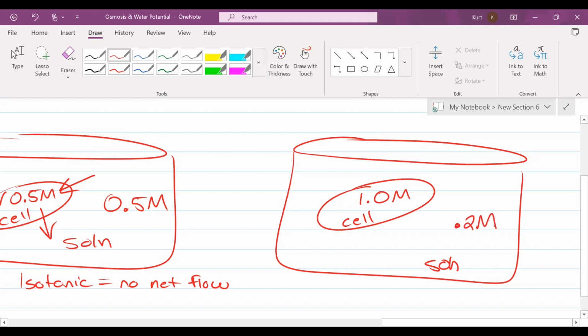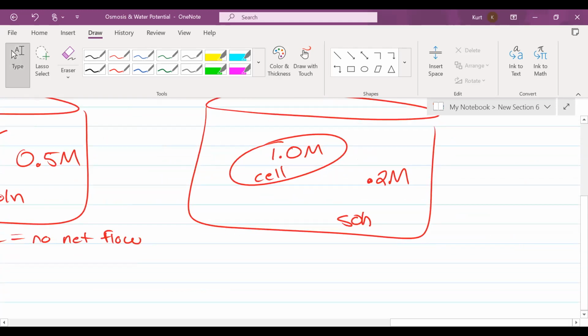1.0 molar versus 0.2 molar. What has more solute? The cell. So as far as the solution is concerned, when you compare the solution to the cell, listen to the question I'm asking. Does the solution have more solute than the cell, less solute than the cell, or is it equal to the cell? Less. And so what's the Latin affix for less? Hypo. The solution is hypotonic. My first year teaching, I had a kid tell me hypo like a hippo.